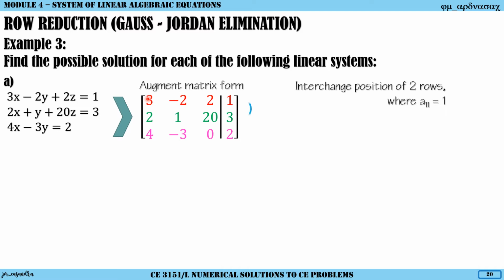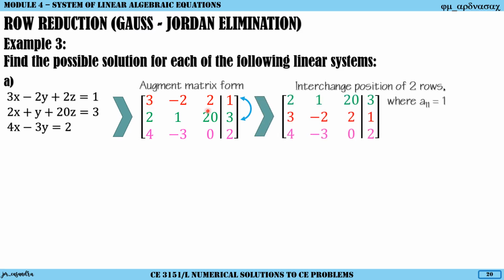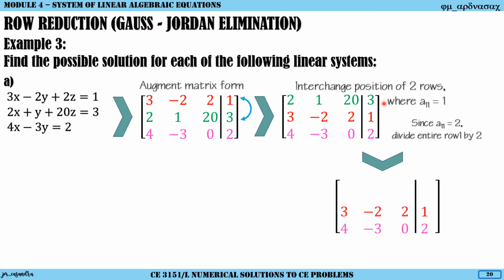So what I will do is to select for A11 the smallest value in our matrix. So I will now have 2, 1, 23. The second row becomes the first row. And then I will have the first row becoming the third row. So since this is not yet equal to 1, what we can do is to divide the entire first row by 2. So we'll now achieve 1, 1 half, 10, and 3 halves. And then next step is to change the remaining elements in the first column to 0.